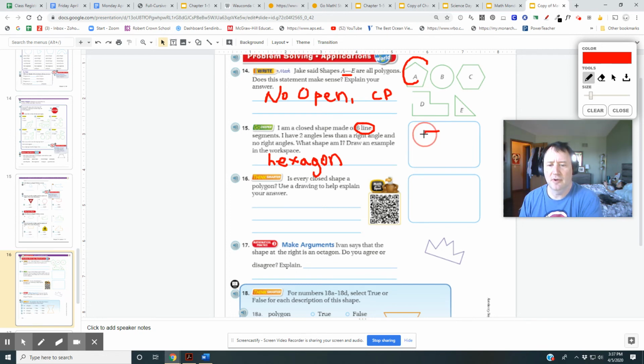So 1, 2, 3. 1, 2, 3, 4, 5, 6. No right angles. Okay, I have 2 angles less than a right angle. So it would be here and here.